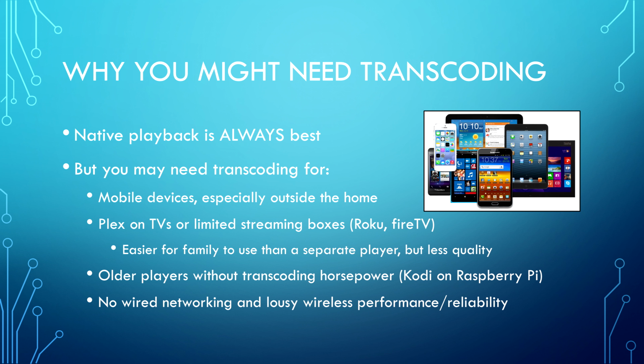And then similar to the mobile devices outside the home, you might need this inside the home if you have really lousy quality wireless networking. For example, you're in a very dense population area with a lot of conflicting Wi-Fi channels and you just can't get reliable Wi-Fi streaming. So you need to lower the bit rate of the content that's going to your TV in order to make that solution reliable.